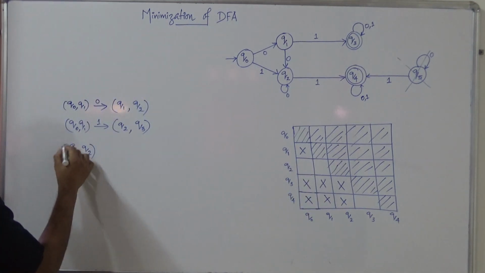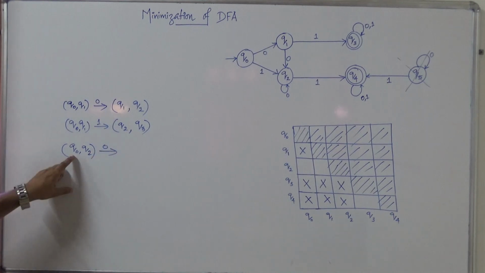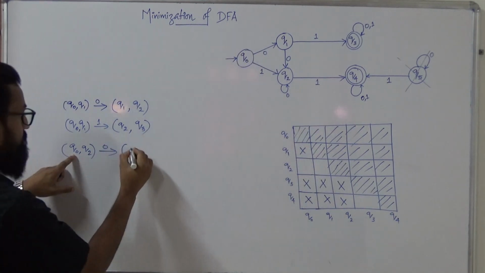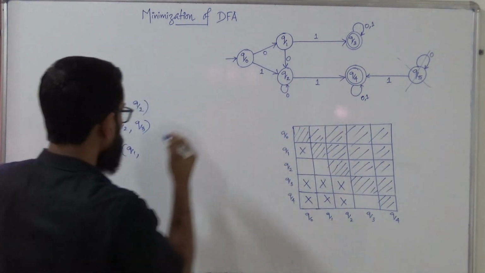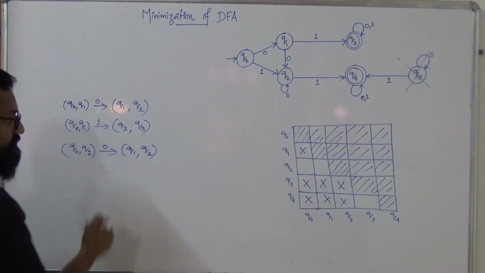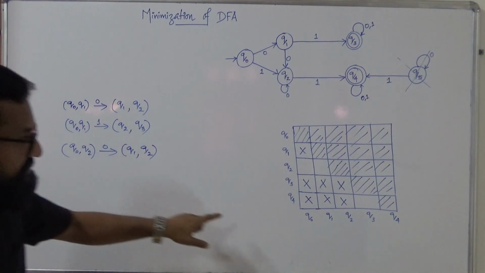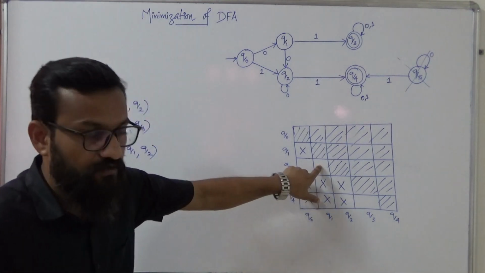Q0 Q2. Apply input 0. Q0 0 gives Q1. Q2 0 gives Q2. So verify whether Q1 Q2 is marked as distinguishable. Q1 Q2 is not at all marked.